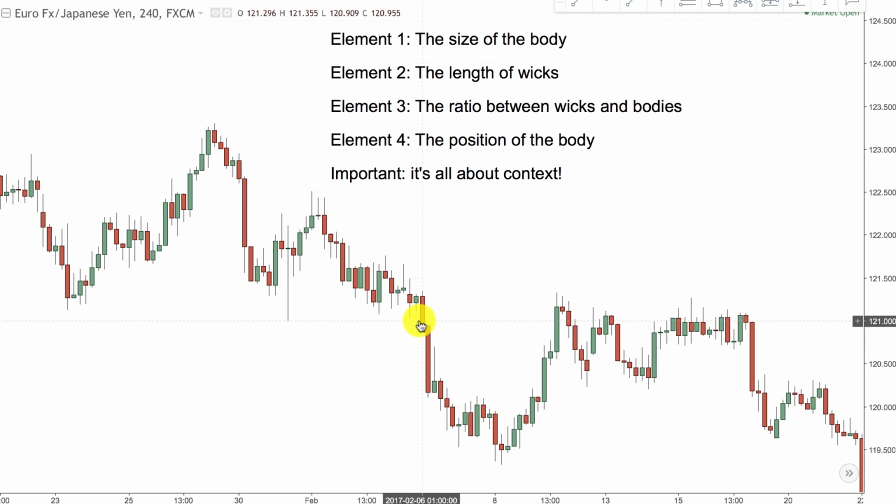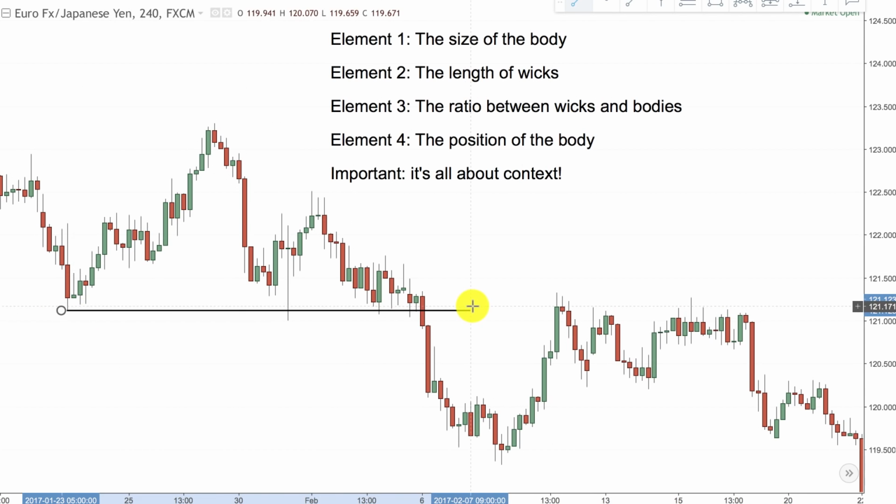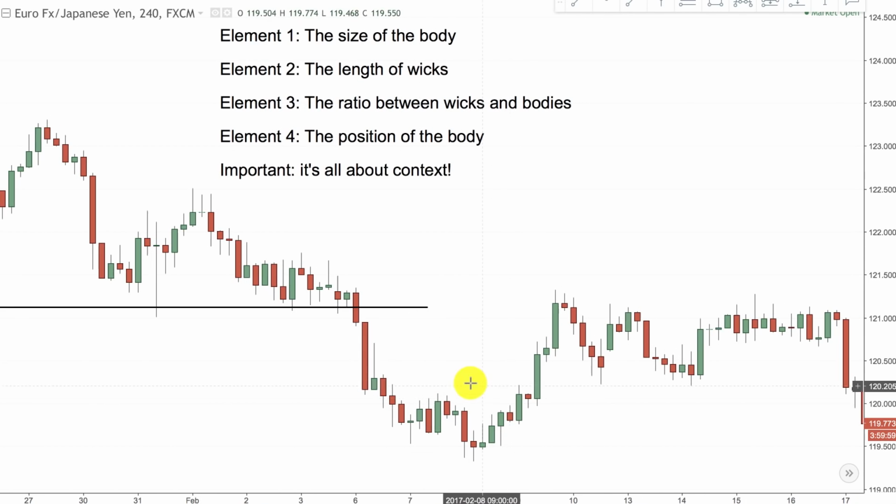Then here we suddenly have a strong momentum candle, which is also breaking the previous support area. You can see that very nicely if we draw our support area here, and here we break it. This is a very high momentum bar, breaking the support. It is closing at the absolute low of the candle, which is one of the points, the ratio between the wicks and the bodies. There's almost no wick here, the whole candle is a complete body, and the next one as well.